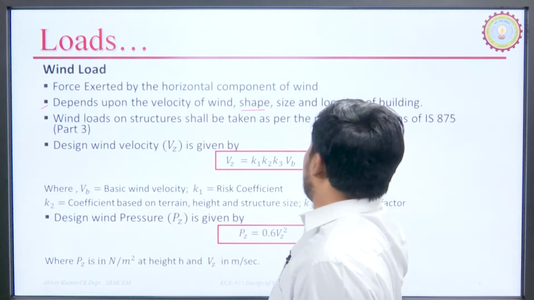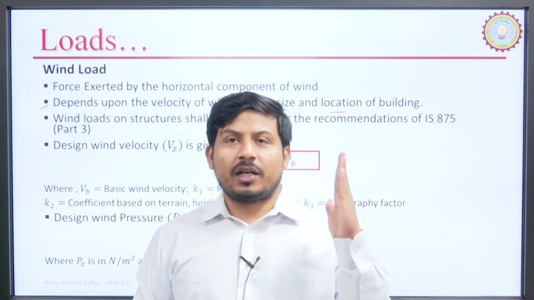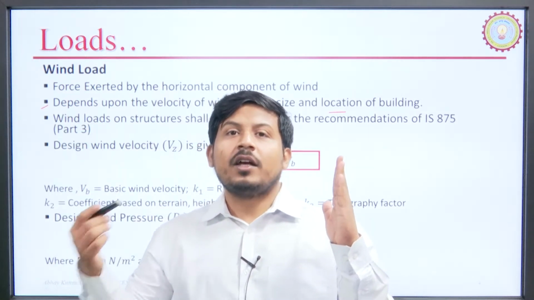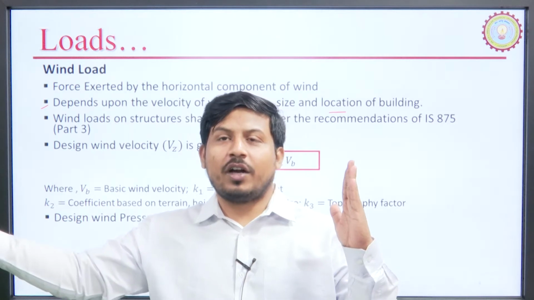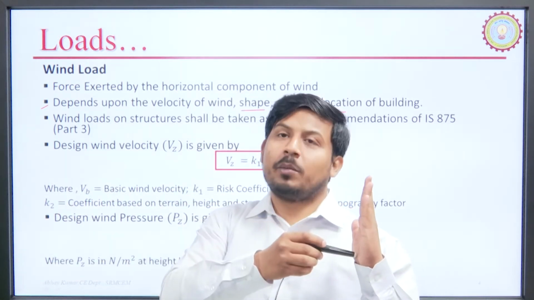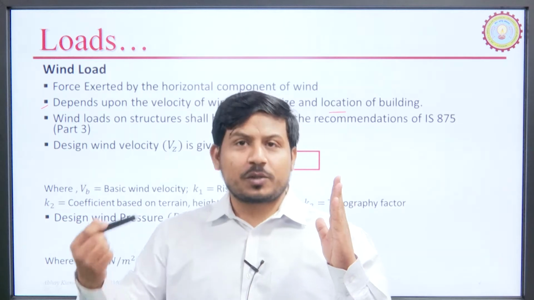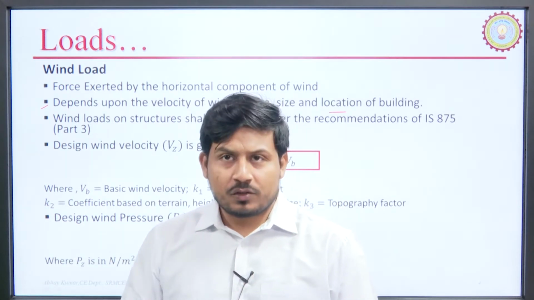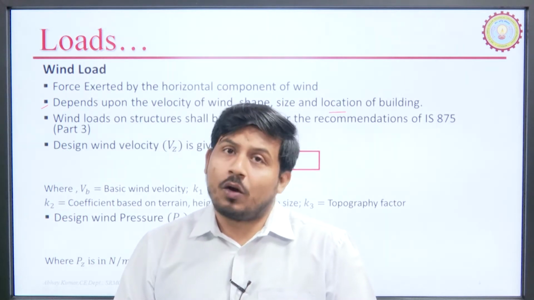Okay. Then the location of the building. Okay. Location also matters. For example, there is a building and there is a big mountain in front of the building. Then on this building, the effect of the wind from that direction will be very less because of the positioning of the mountain, because there is an obstruction in the path of the wind. Okay. So, the location of the building also matters a lot.